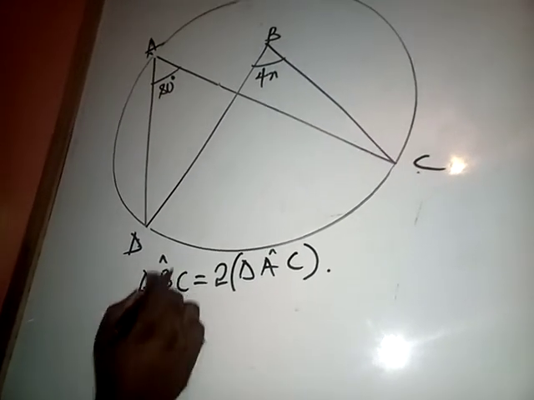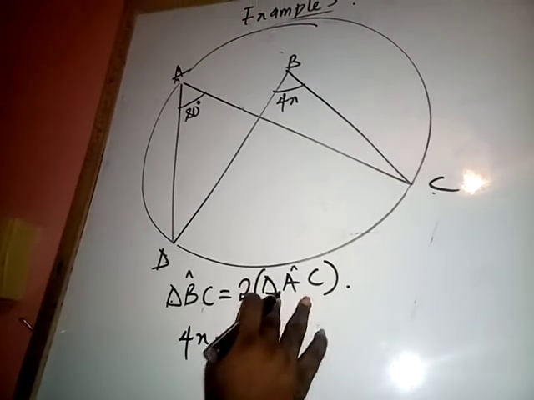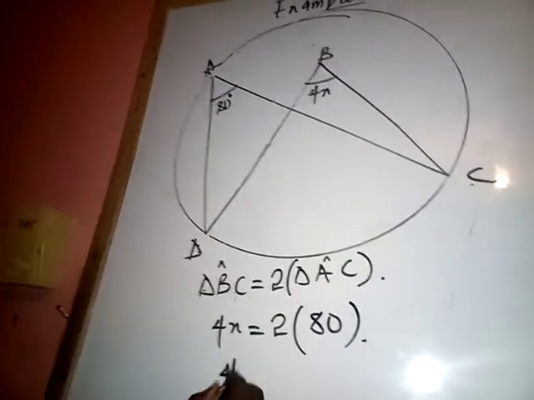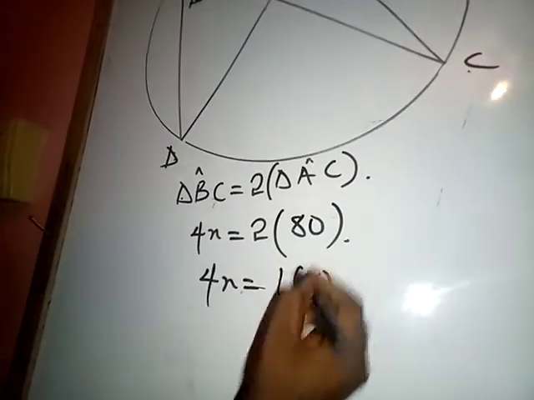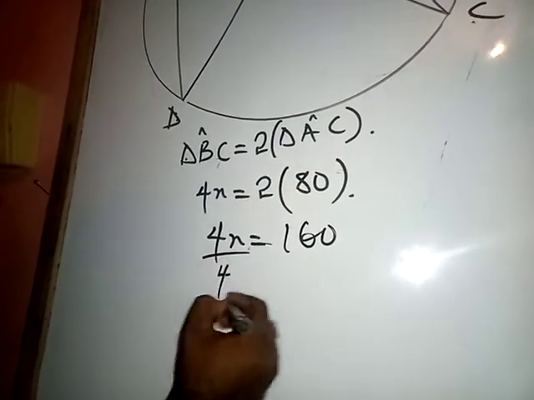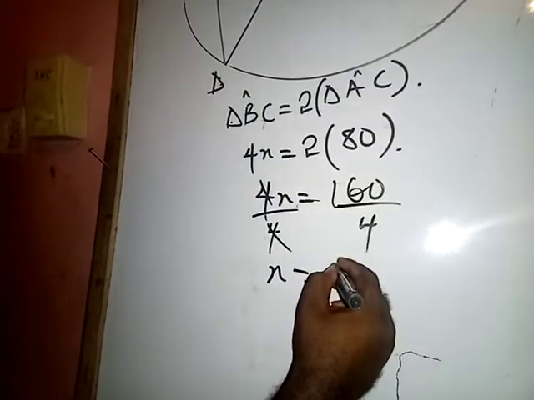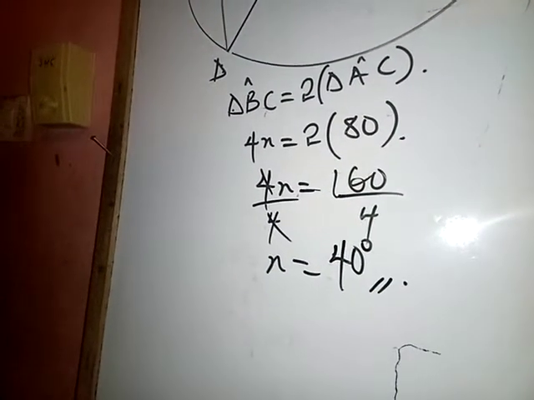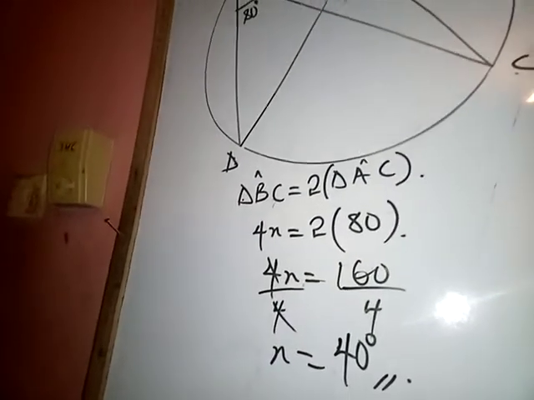What is my DBC? 4x. What's my DAC? 80. Therefore, I say 4x is equal to 2 times 80, which is 160, divided by 4. X is equal to 40. Are we there? Pause the video and we continue.